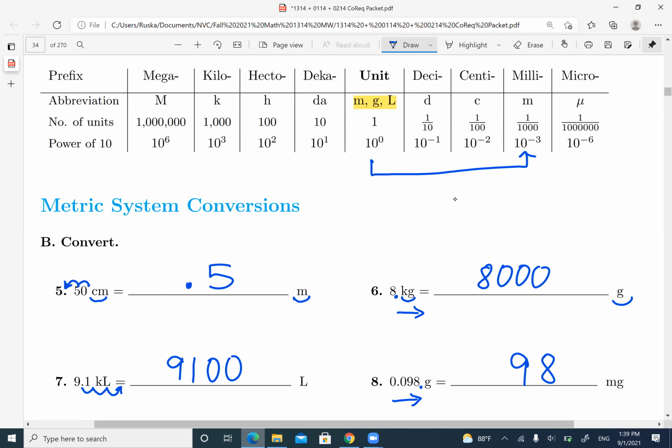Now here, this is what I want you to pay attention to. In this table, milli is -3, micro is -6. So from here to here, you have 3 steps. The same way from kilo and mega. So kilo is 10 to the 3 and mega is 10 to the 6. Okay, any questions?